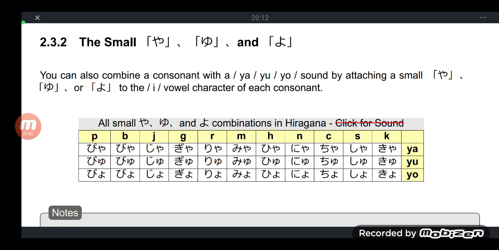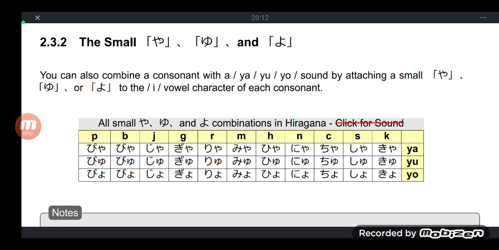hiya, and then remember I told you about the dakuten and handakuten. The dakuten is the one that transforms the H sound to a B and the K sound to a G, and the handakuten is the one that transforms the H sound to P, just like in ha, it becomes pa, in ho, it becomes po. So let's take a look at these examples.